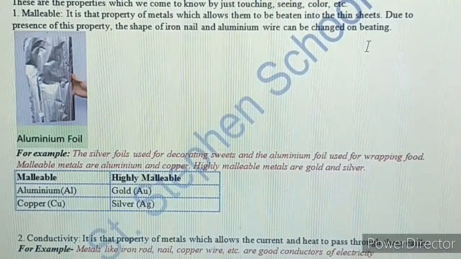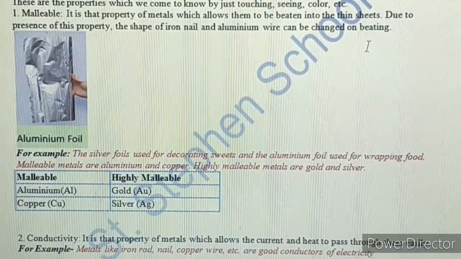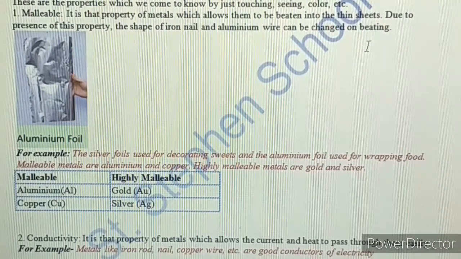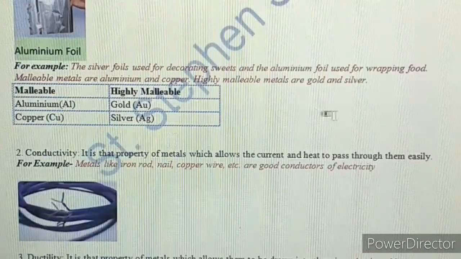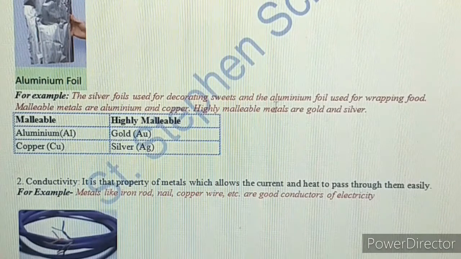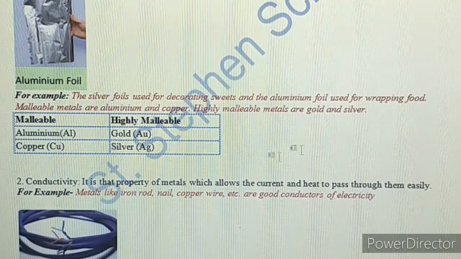So the first property of metal is what? That we can beat them into thin sheets, and due to the presence of this property, the shape of an iron nail or aluminium wire can be changed on beating. For example, the silver foil used for decorating sweets and the aluminium foil used for wrapping food are examples of malleability of metals.